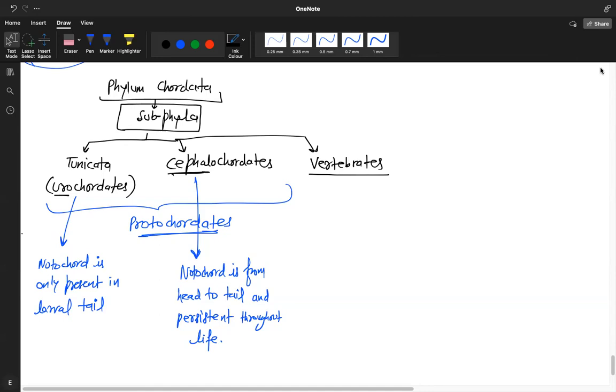Yes, sir. Yeah. So I will just repeat myself: tunicates or urochordates have a notochord, but only during the larval stage, and that also in their tail. Okay, not in the whole body, and it does not persist forever. But in cephalochordates, the notochord is complete from head to tail, and it is present throughout life. Then how are they different from vertebrates? Why are cephalochordates not vertebrates? Iram, any guess on the basis of the words?